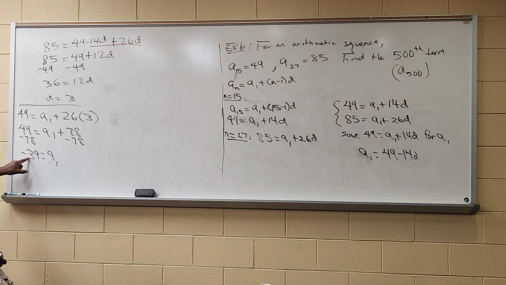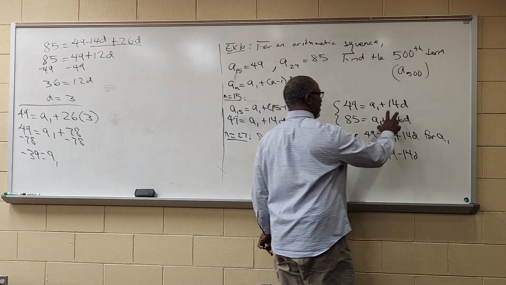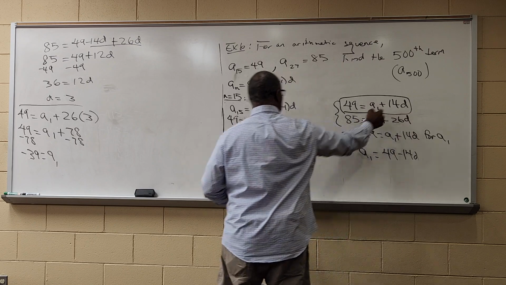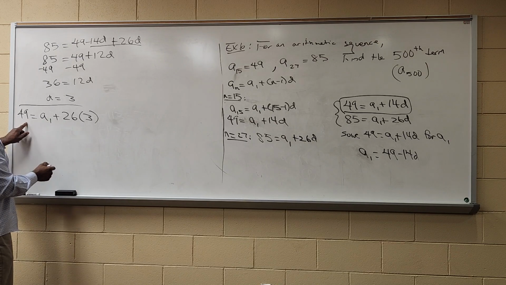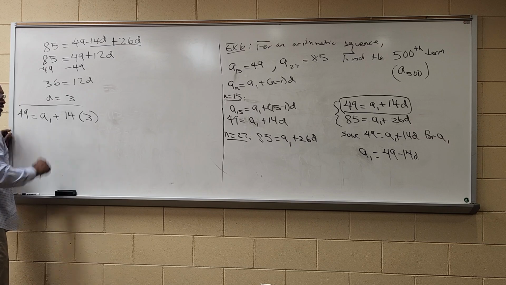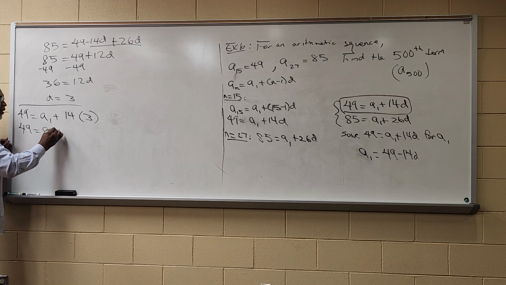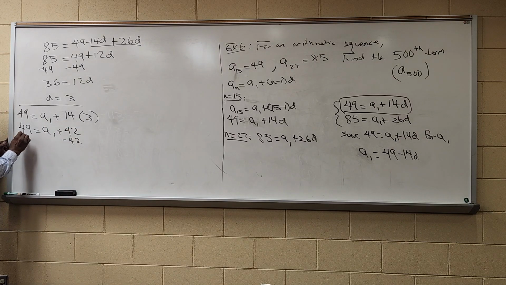So 49 equals A1. Oh, I see what I did. My dyslexic self. I was using this equation, but I used the 26 instead of the 14. So that equation says 49 equals A1 plus 14 times D. Sorry about that. So now 49 equals A1 plus 14 times 3, which is 42. Subtract 42 from both sides. A1 equals 7.